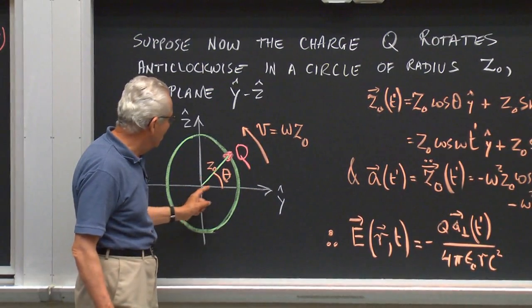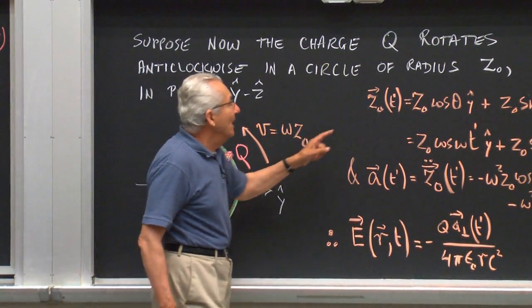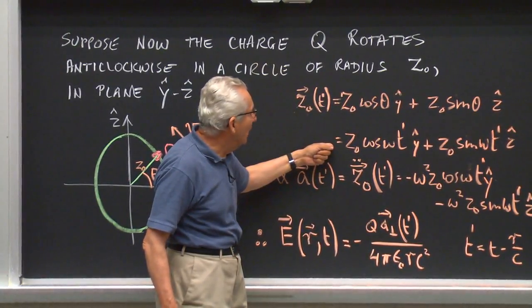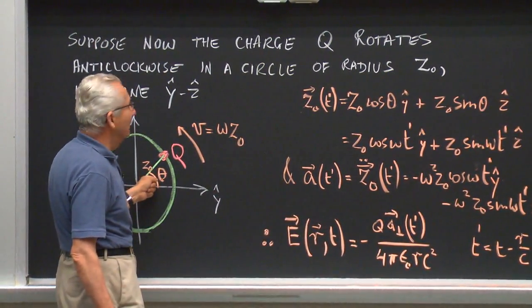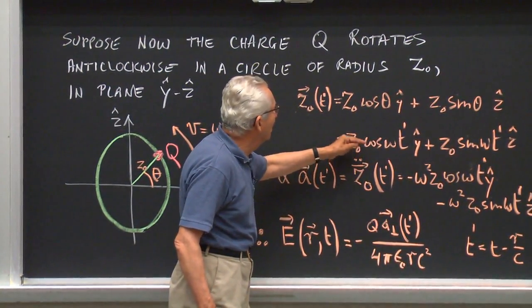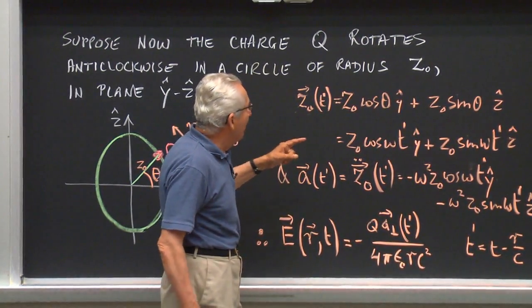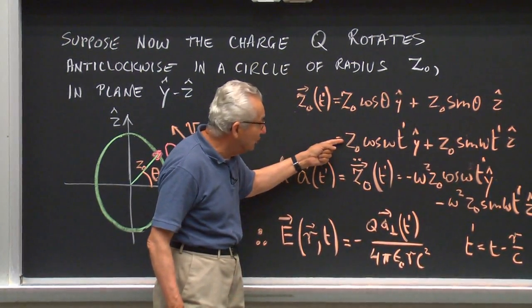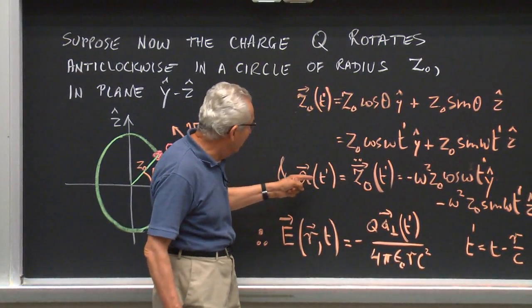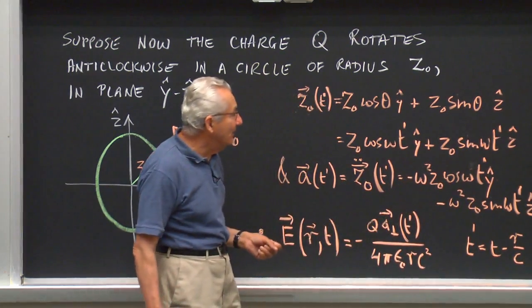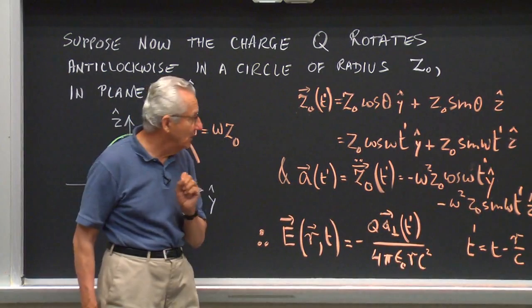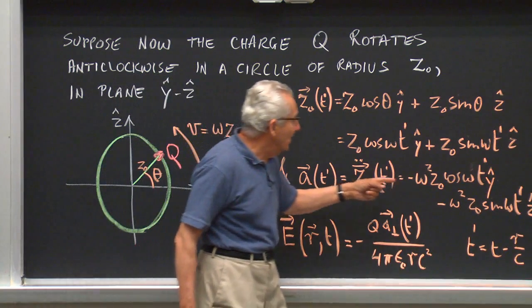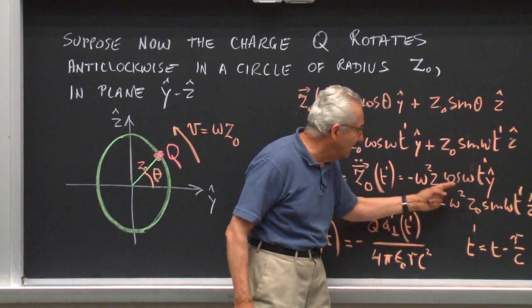All right, that's the y coordinate, that's the z coordinate. If that is the position, I can rewrite it like this, because theta, of course, is given by omega t prime. It's rotating, right? So what is the acceleration? I differentiate this twice, and here is the acceleration. It has two components, and what I see is that this charge has a component in the y direction and in the z direction like this.